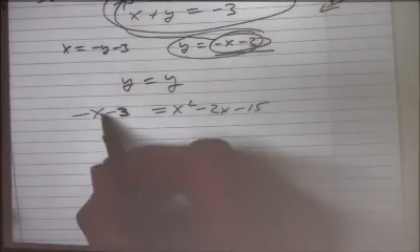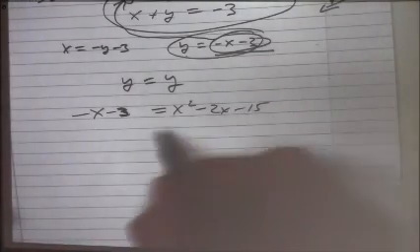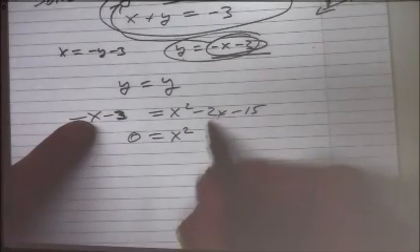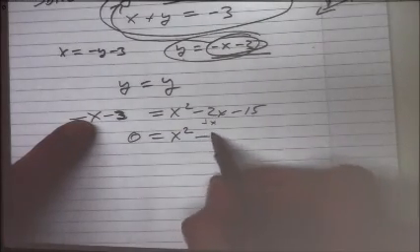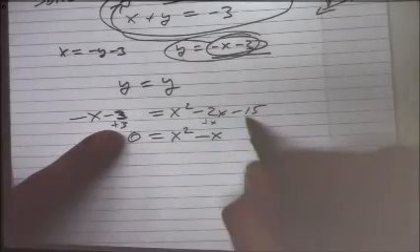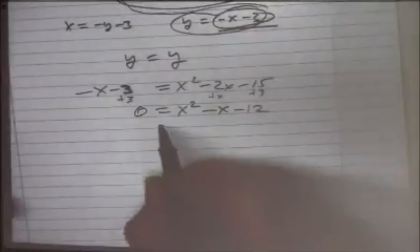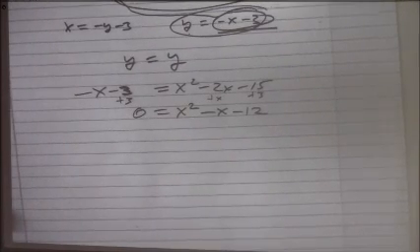So I'm going to move these over here by adding x to both sides. So x squared, plus x and plus x makes this a negative x. Plus 3 and plus 3 makes that a negative 12. So I now have 0 equals x squared minus x minus 12.